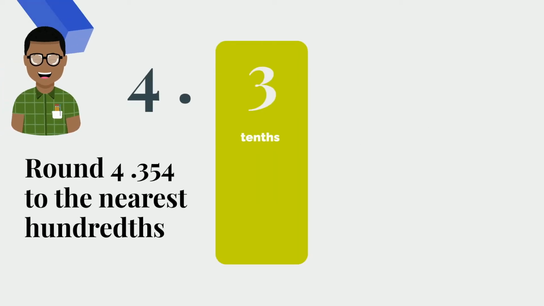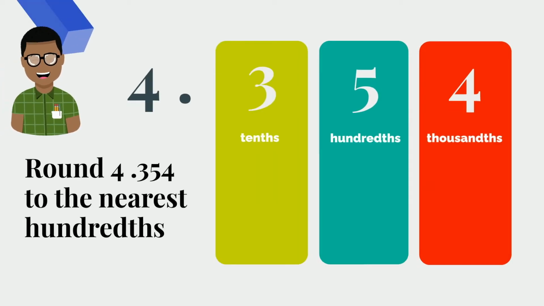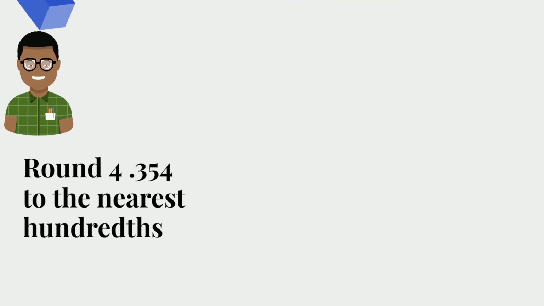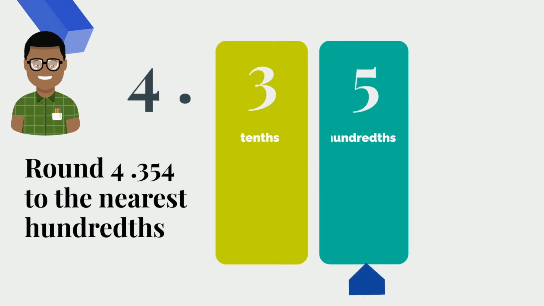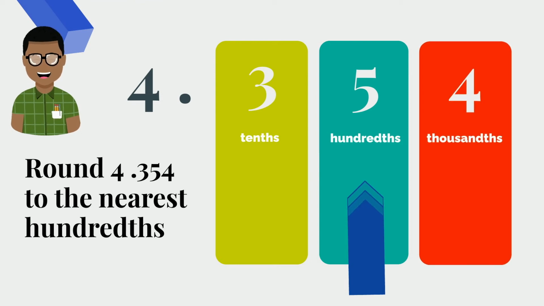So let's say I have a number 4.354, and I'm asked to round that to the nearest hundredths. Well, there's a process that will apply to any number and any place value, and we'll go over it right now. You mark off the place value that you're asked to round to. In this case, it's 5 in the hundredths place.